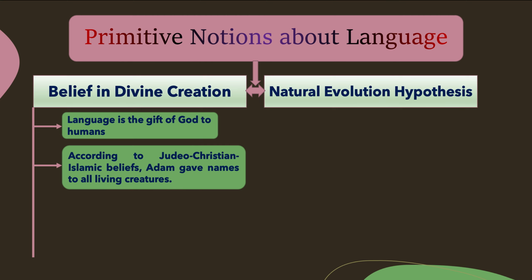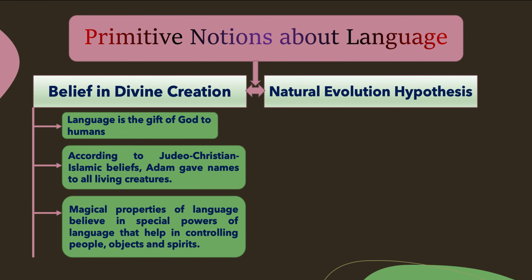That is to say, when God created Adam, the first human being on the earth, God also made Adam speak certain words to recognize objects and to communicate. Therefore, in this sense, language is the creation of God. Then we have another point in this direction: the magical properties of language, the belief in special powers of language that help in controlling people, objects, and spirits.